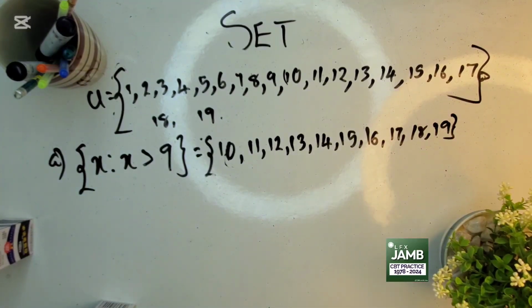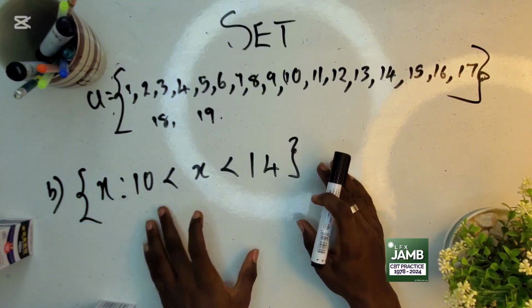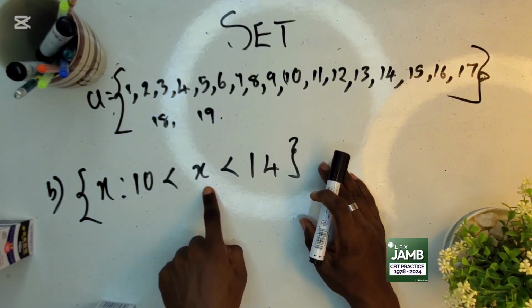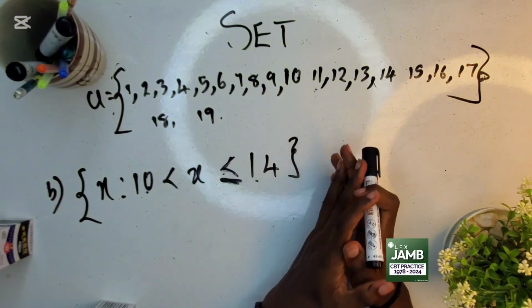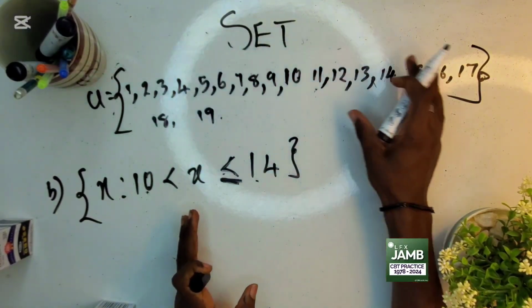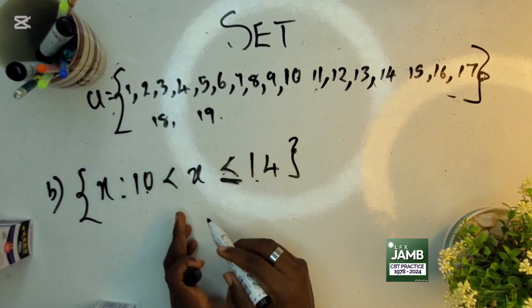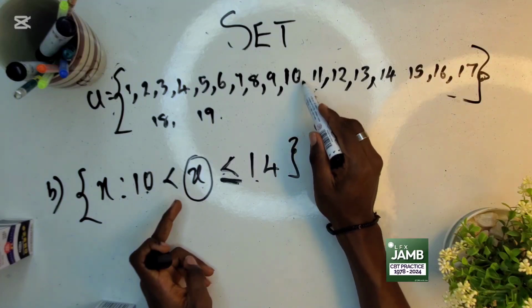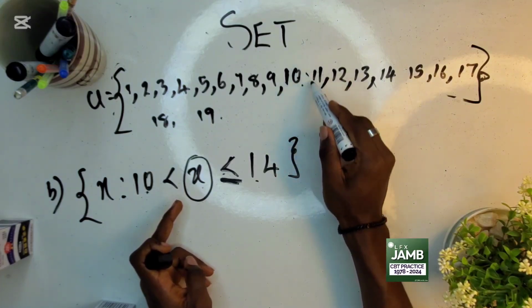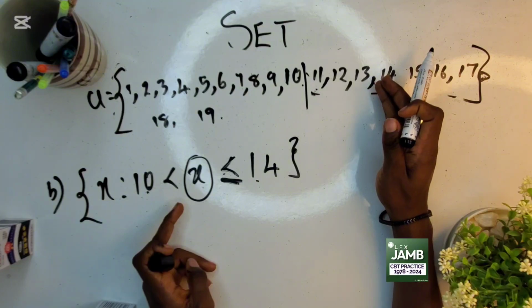So let's say we are given another question. We have to find the elements for this condition, given that 10 is less than x and x is less than or equal to 14. So how do we solve this? This is the consideration we have. Now they say given that 10 is less than our answer x. So what number is 10 less than? We have from 11, you can see that. So we should start considering from this side upward.